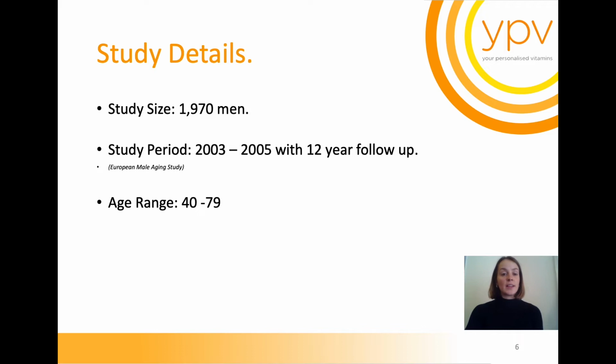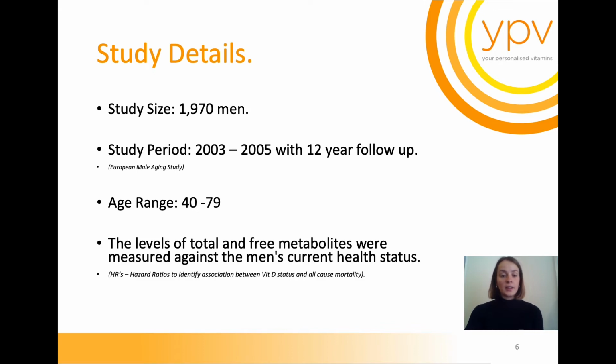So the actual article itself, really good study size, 1,970 men participated, and the study period was 2003 to 2005 with a 12-year follow-up. So again, really good lengthy follow-up there. And the age ranges included were 40 to 79, so a really good representative pool of the ageing man. So all good there. And each individual received two measurements. Firstly, they were checked for their total metabolites, so the two metabolites combined, given a value. And then secondly, the free metabolite, that initial metabolite.